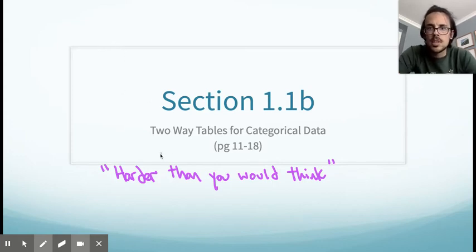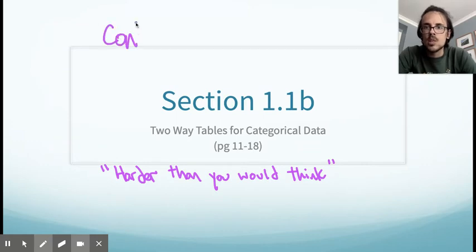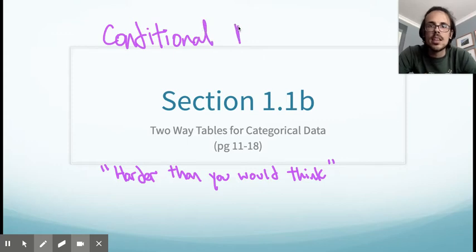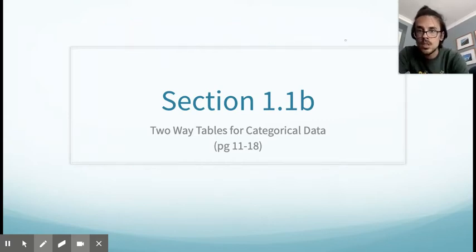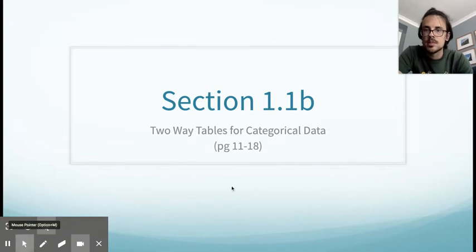Also at the top, the title of this section is on two-way tables, but this section really is all about something called conditional distributions. So write that at the top of your notes so you have that for later. Conditional distributions is really the essence of what we're talking about in this section. So let's go ahead and jump into it.